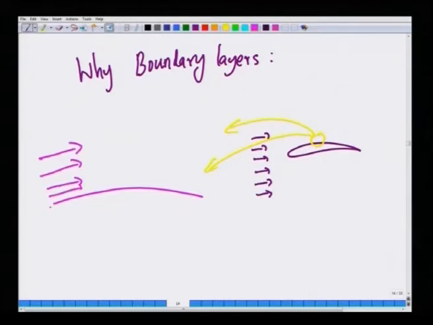Now, you would expect the fluid flow to be uniform. That is, the fluid is flowing with some velocity, but at the surface of the airfoil the fluid has to obey the no slip boundary condition. So, it has to come to 0 velocity.